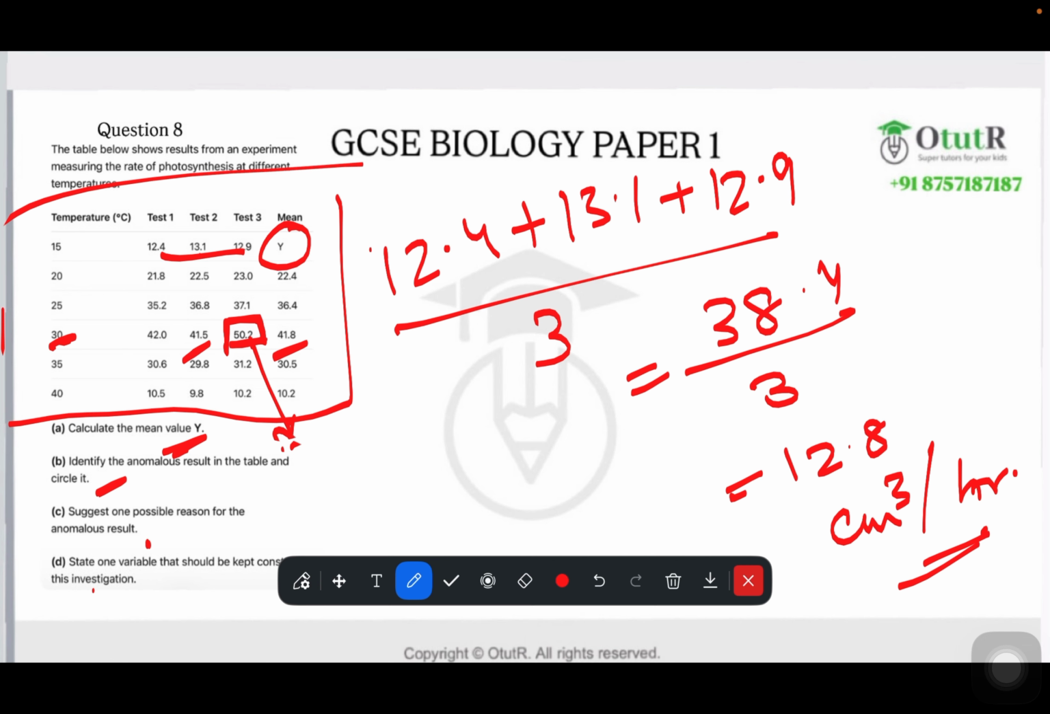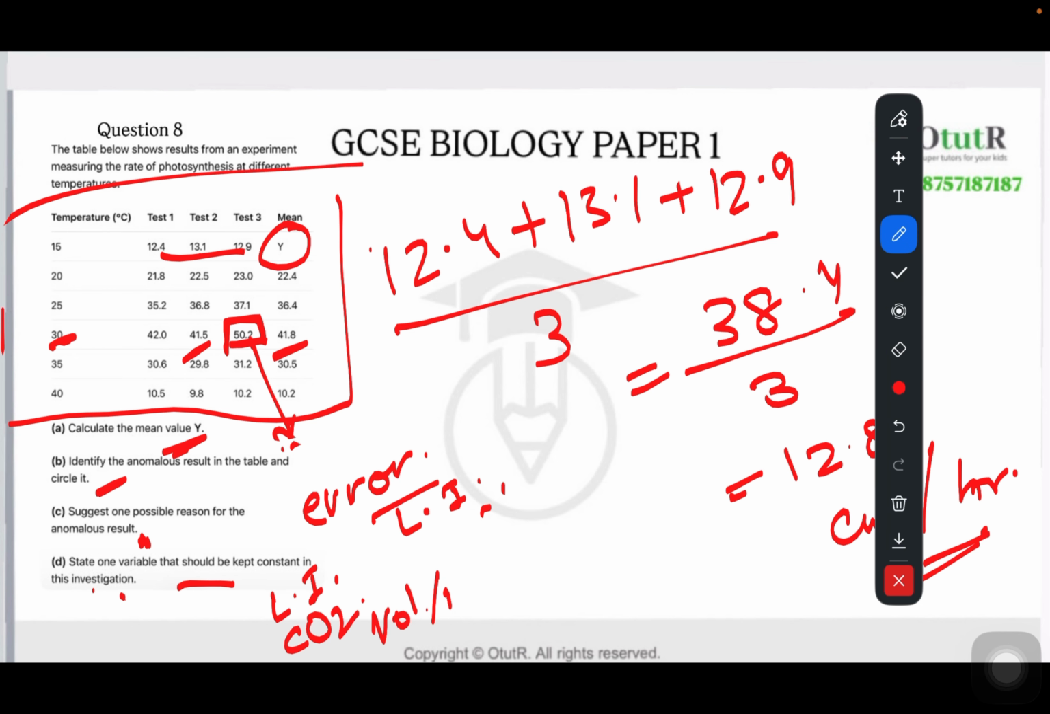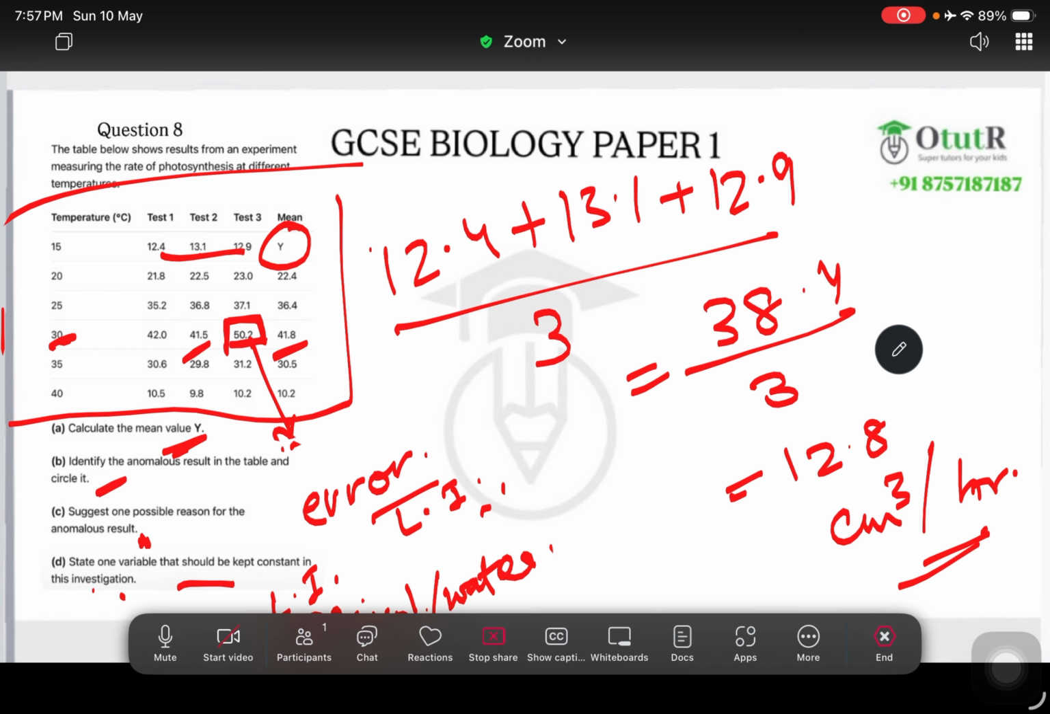Suggest one possible reason for the anomalous result. The possible reasons can be measurement error, a sudden change in light intensity, or faulty apparatus. Any one will be acceptable. Next, state one variable that should be kept constant in this investigation. Light intensity should be in control, carbon dioxide concentration should be in control, and volume of the water or the plant which is used should be in control.